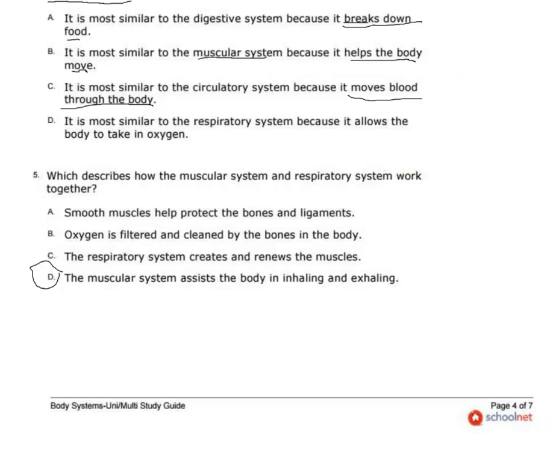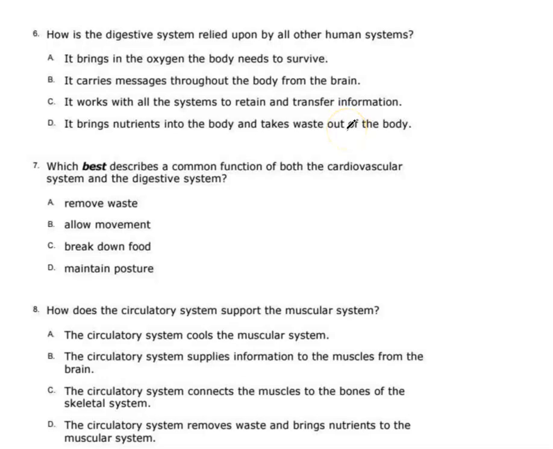We've already done number 4. All right, number 6. How is the digestive system relied upon by all other systems? Bryson. It is D. It brings nutrients into the body. I haven't had any questions so far. It seems like we're mostly getting these right. If you disagree with us, you need to raise your hand and answer.